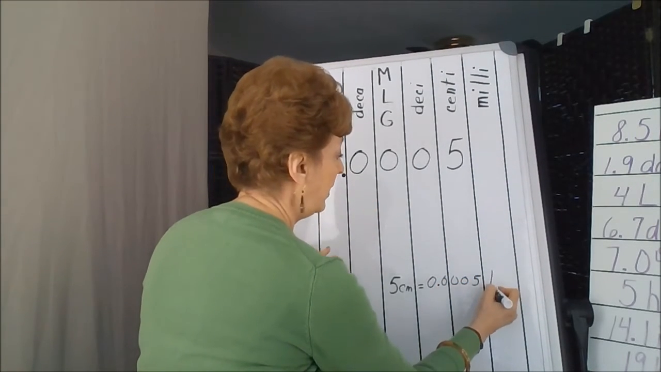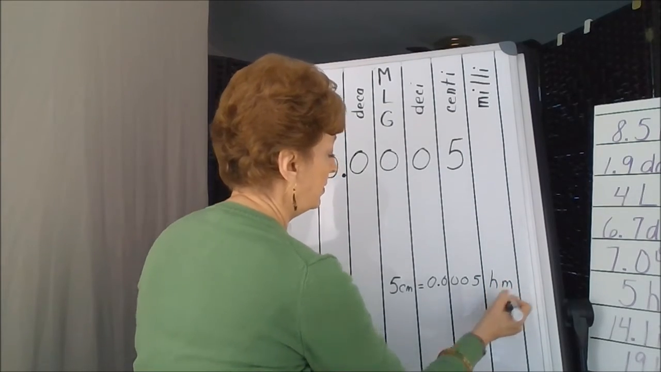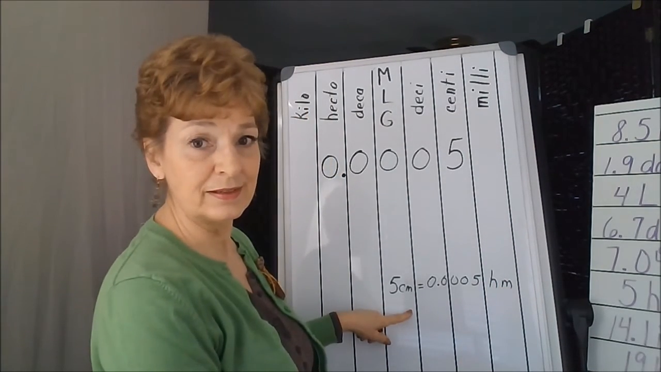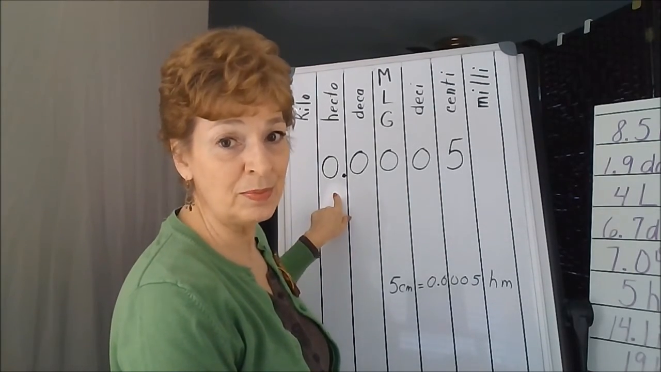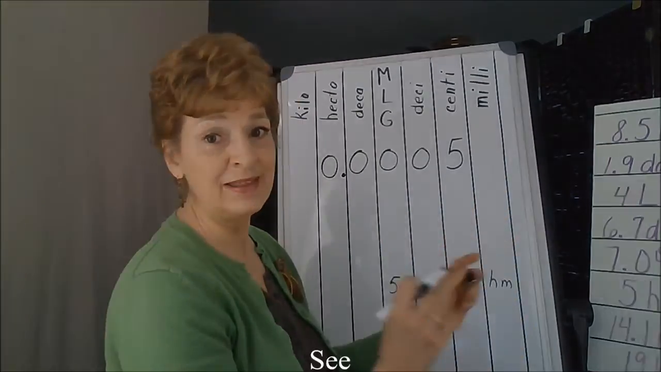0.0005 hectometers. That's the equivalent. It was very easy to do because actually you're multiplying or dividing by moving that decimal point.